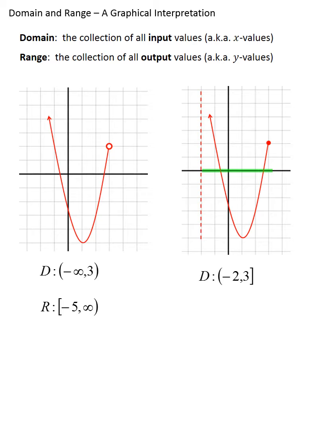Why including 3? Because there is a point on this graph whose x-coordinate is 3. Why not including -2? Well, the dotted line implies that there is no point on this graph on that line or to the left of it. Now let's consider the range of this function. The range is the same as the function on the left. This function contains outputs anywhere from and including -5 up to positive infinity.